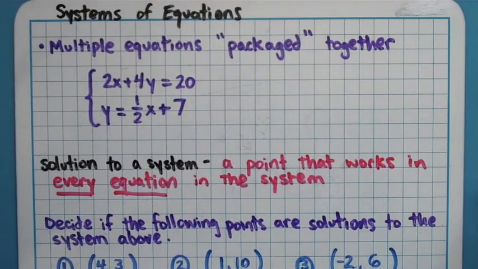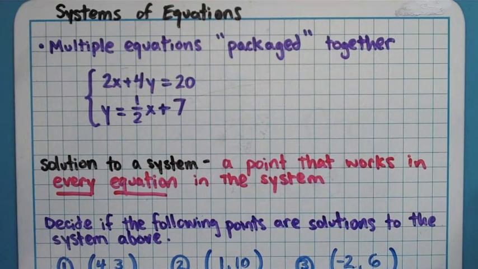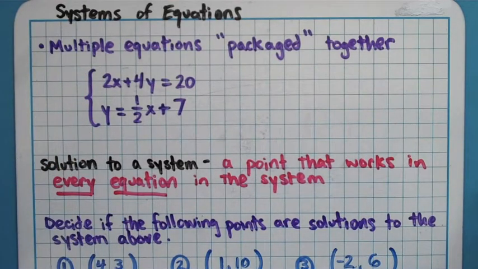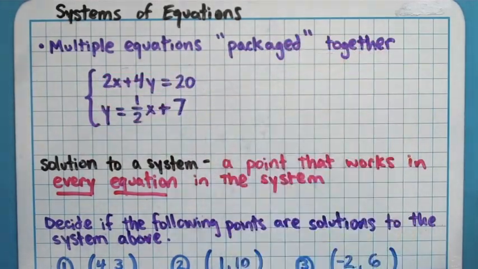In this chapter, we're going to be talking about something called a system of equations. And a system of equations, all it really is, is a couple equations stuck together into one problem. Or the way I put it on here, multiple equations packaged together. So what you'll generally see is this kind of squiggly brace that we've used before, and then multiple equations. So in this one, we have one equation, two equations right there.